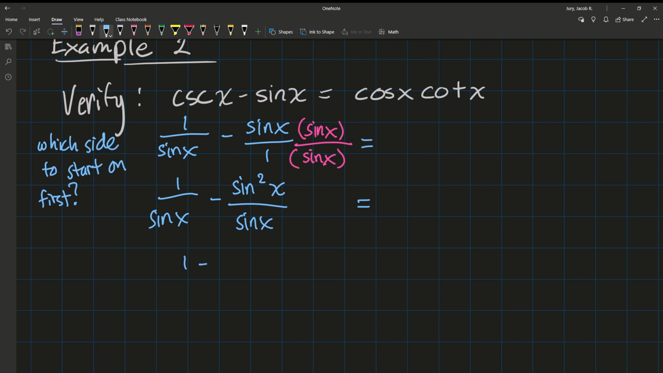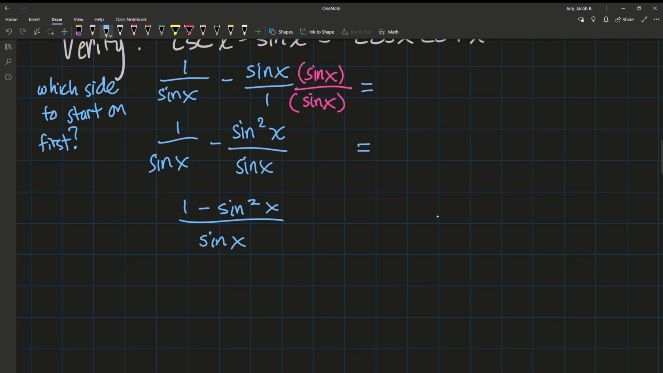And it looks like this fraction will become one term if I'm able to remember the trig identity that goes with 1 minus sine squared. And I do remember, because it's a Pythagorean identity. That's cosine squared x over sine x. So again, this 1 minus sine squared x becomes cosine squared x.